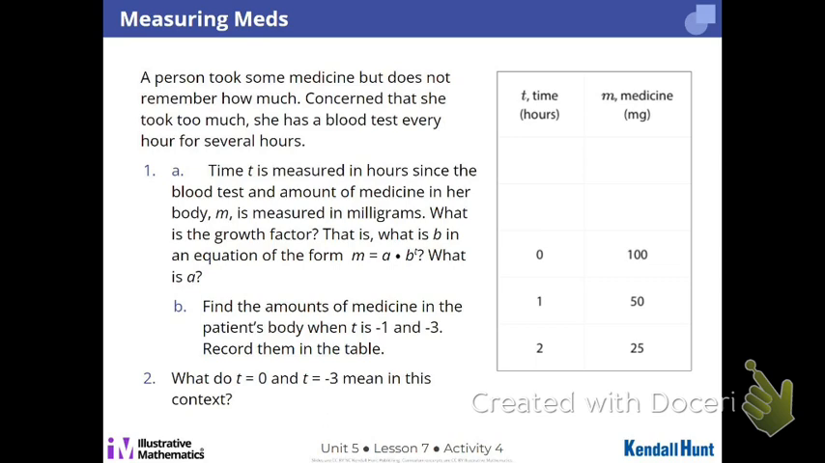Like what's happening to this medication over time. Time 0 is when what? Is it when she took it or when she got the blood test? When she got the blood test. It's when she got the blood test because we don't know how much she had when she took it. All we know is how much when she got the blood test. You're going to find amounts at -1 and -3 and fill out the table. And then you're going to say what they mean in context.